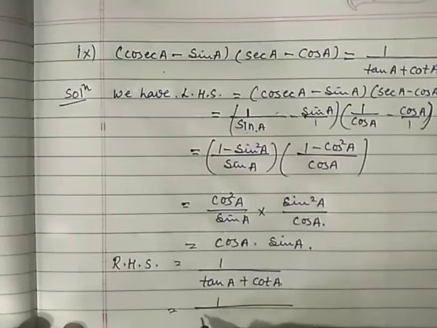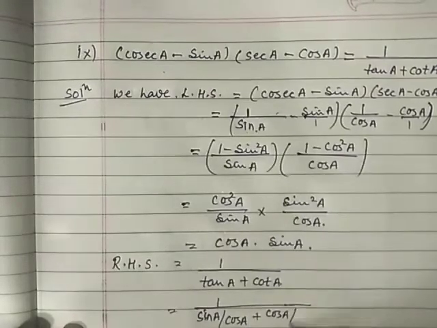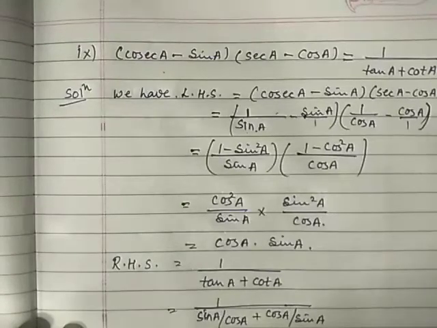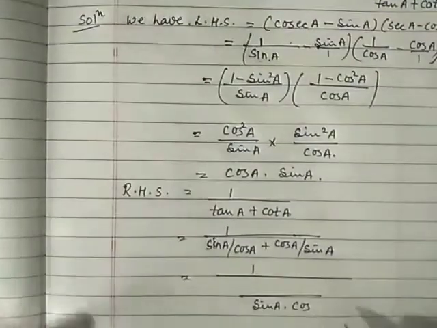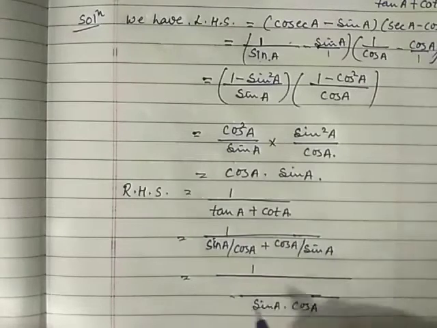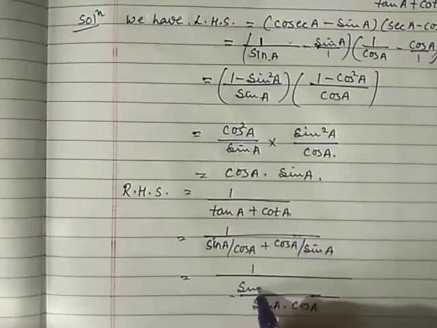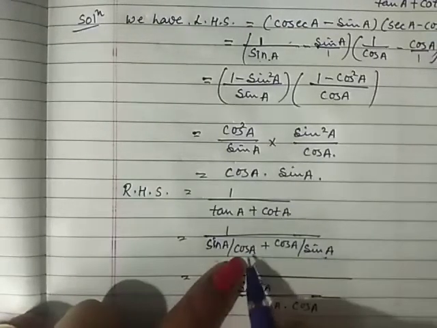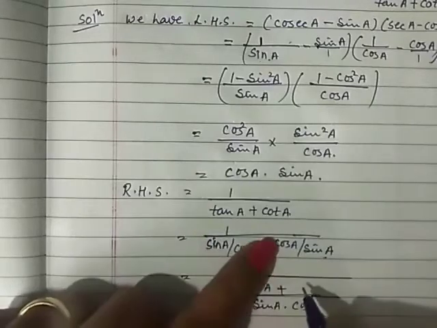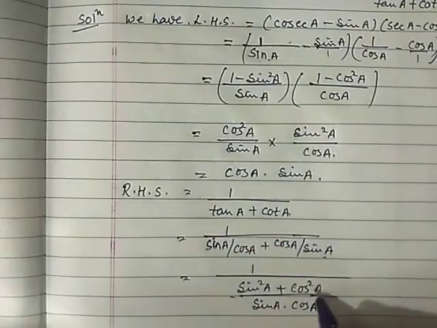So now convert this: sin A upon cos A plus cos A upon sin A. Now we have to simplify this. Sin A into cos A. So what we will get here? Sin square A. Here we are taking sin A and cos A LCM, so sin square A, and same we will get here cos square A.